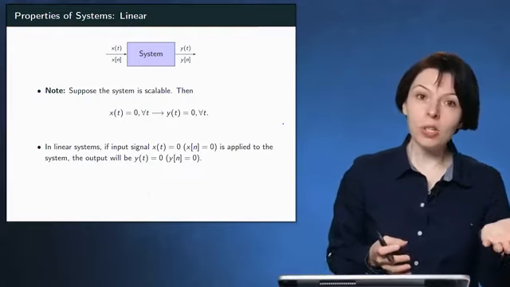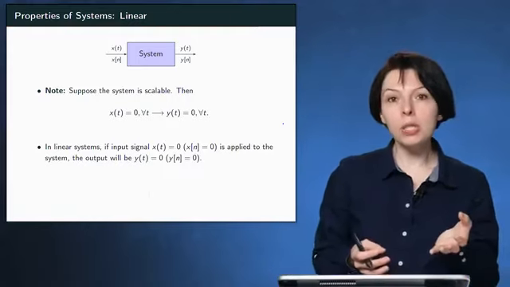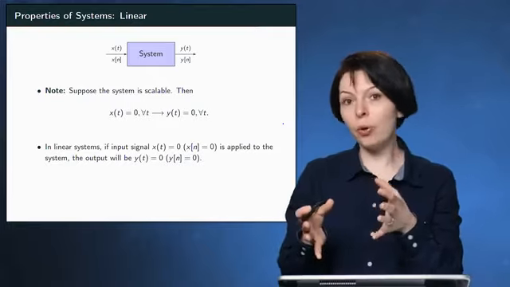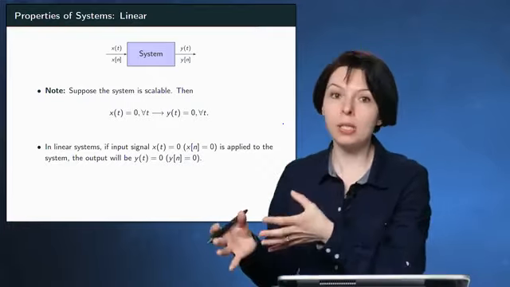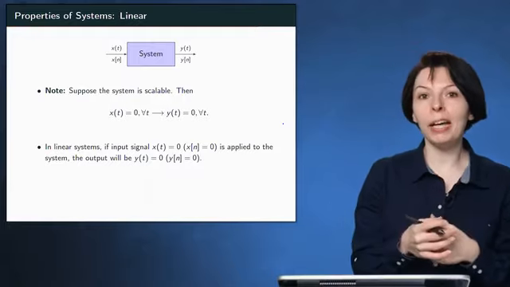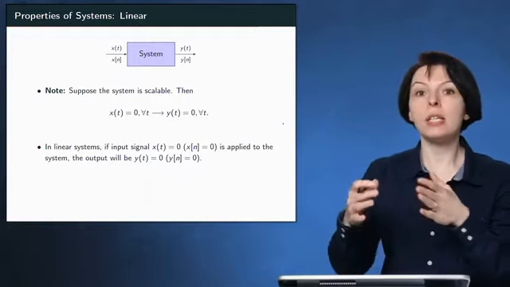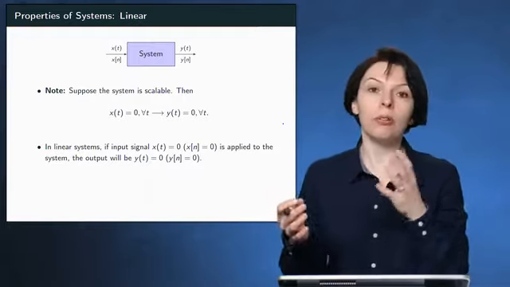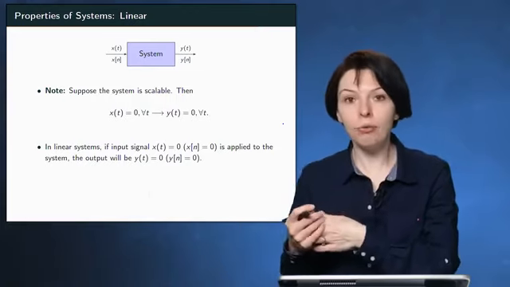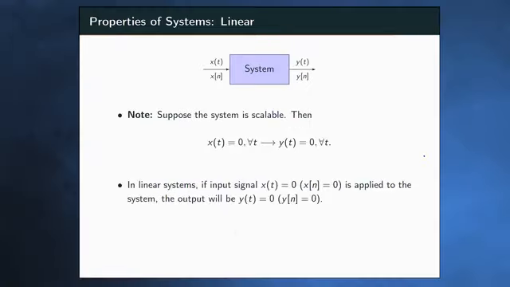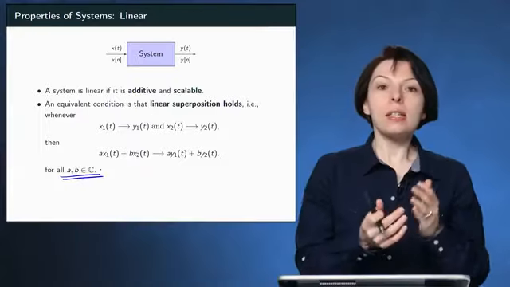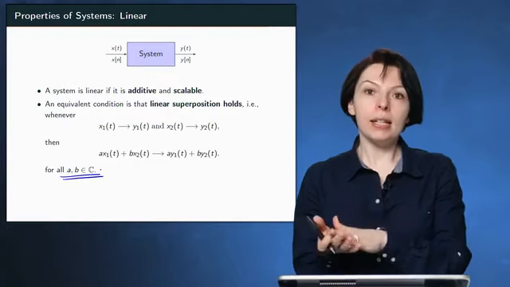So as a result, in linear systems, if input signal x of t is equal to 0 or x of n equals 0 is applied to the system, the output is going to be equal to 0, or y of t is 0 for any time point, or y of n equals 0 for any n value. So an all zero input signal in a linear system will result in an all zero output signal for these linear systems.